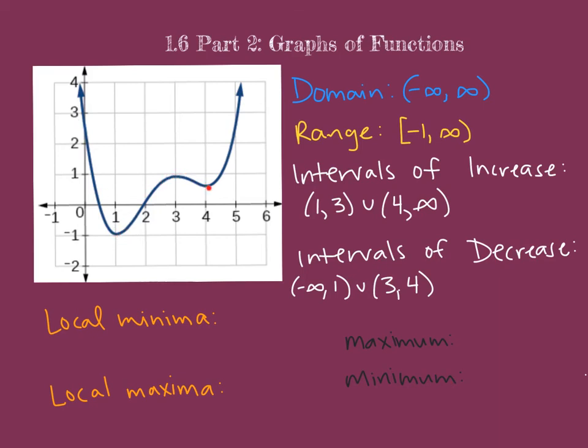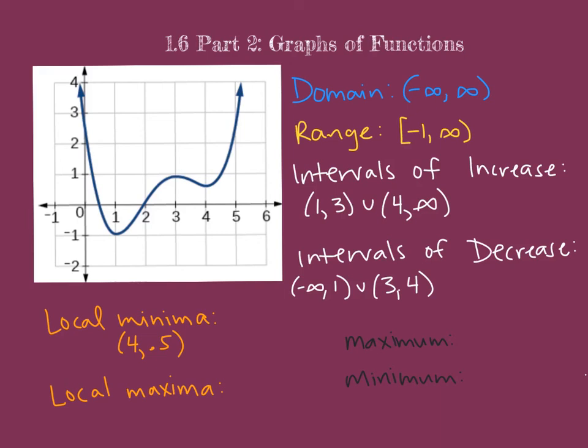It looks like here is a local min. It's not the lowest point in the entire graph, but in its small area, it is the lowest point. It looks like it's at about 4, like 1/2-ish, we'll call that. So our local min will be 4 and then about 1/2.